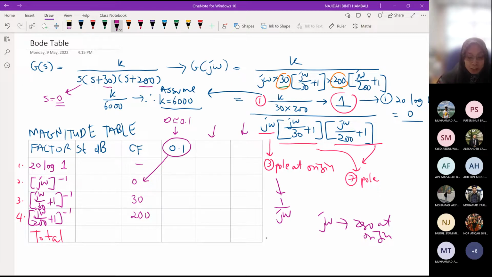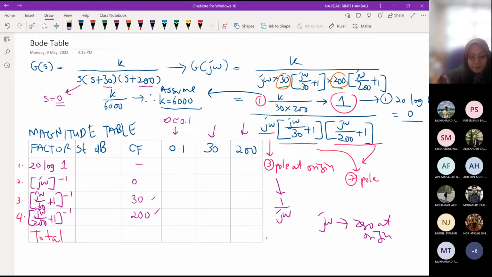Next, you consider this cutoff frequency. You rearrange from the lowest value until the highest value. So you masukkan dalam ni. 30, 200. That's it. Ada soalan?